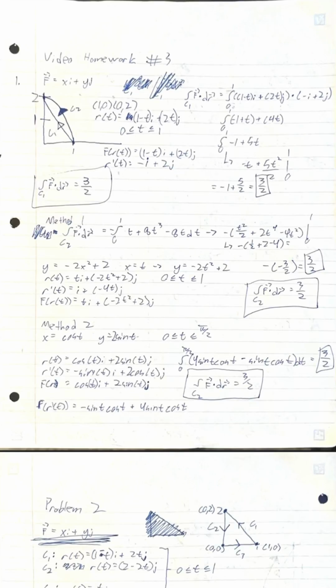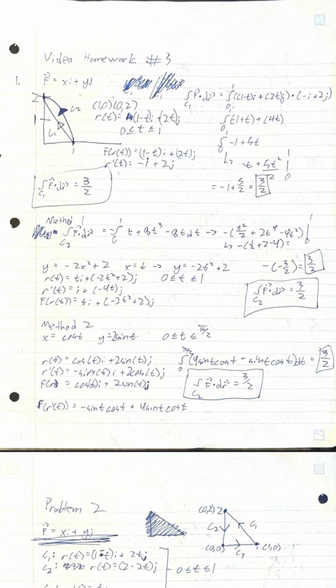Okay, this is video homework 3. There's 2 parts, but the second part is on the second page. So for number 1, I drew the graph with the coordinates, and we're given the vector field xi plus yj, and we're asked to compute the line integral over C1.